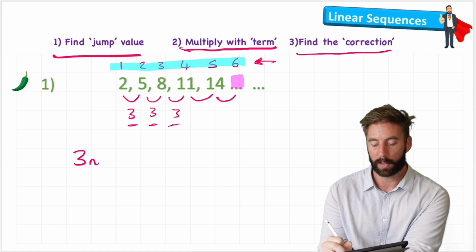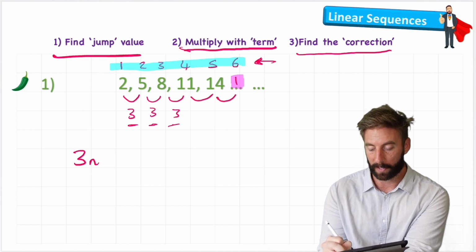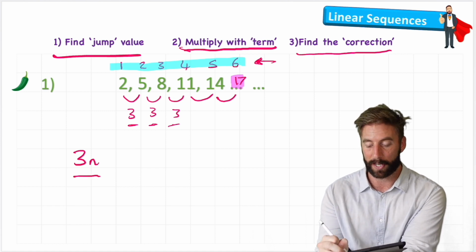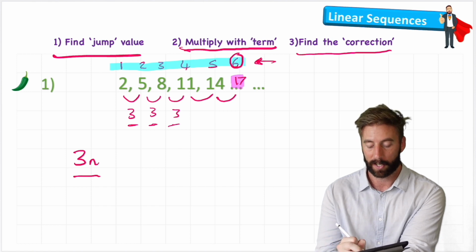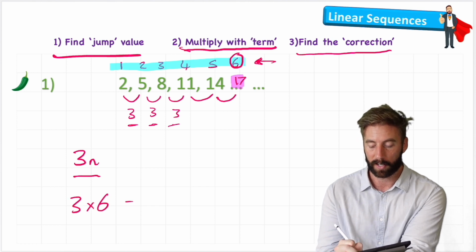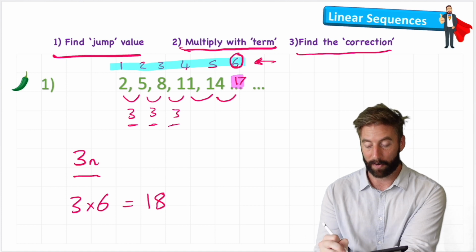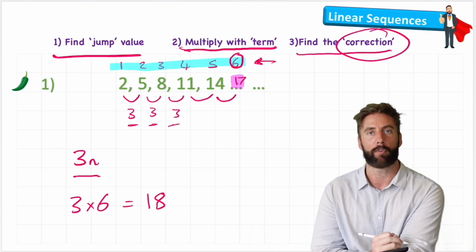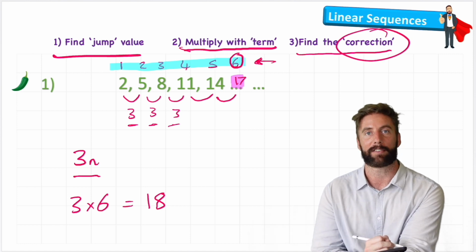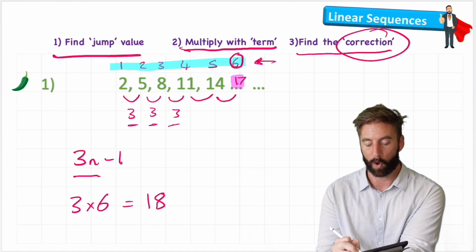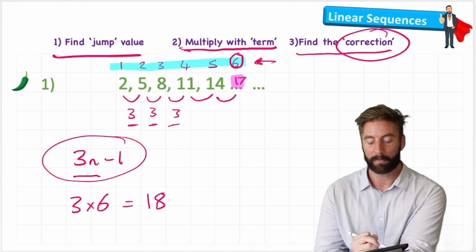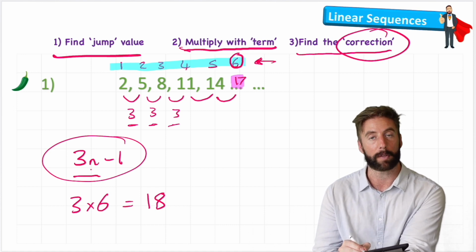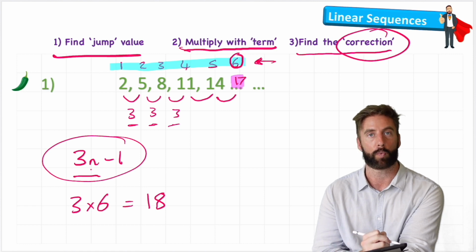We know that the next number after 14 will be 17. But so far, all I've got in my formula is 3n, so 3 times the number value, which is 6. If I do 3 times 6, I get 18. 18 is very close to 17, but not quite right. So I need to correct my formula. How can I get from 18 down to 17? Well, I can minus 1. So therefore, my formula for this sequence is 3n minus 1: 3 times the position of the number I'm looking for, minus 1 to correct.